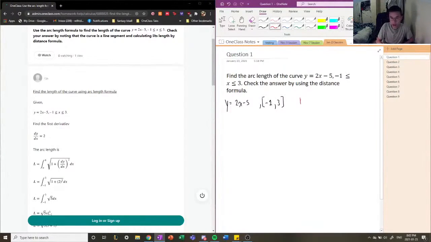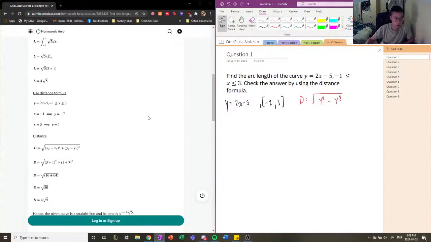So the distance formula that we are using is d equals the square root of x2 minus x1 squared plus y2 minus y1 squared. Okay, so that's the distance formula.